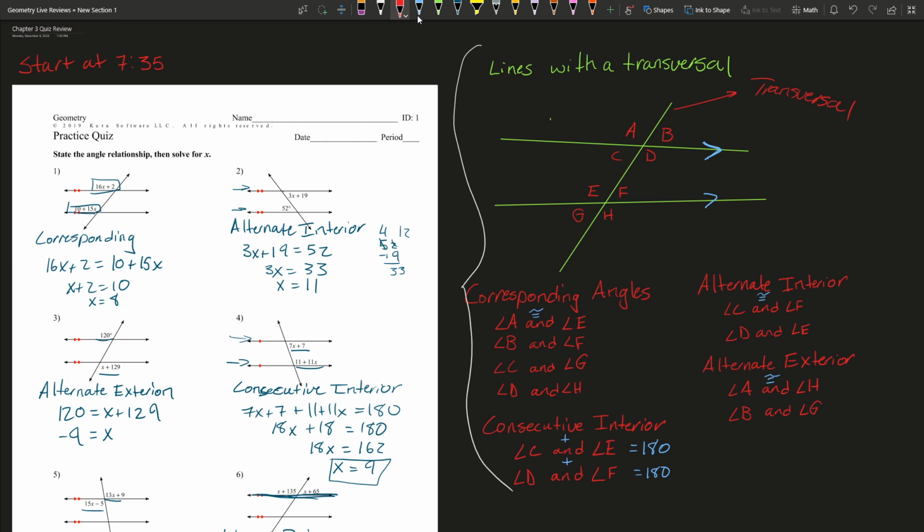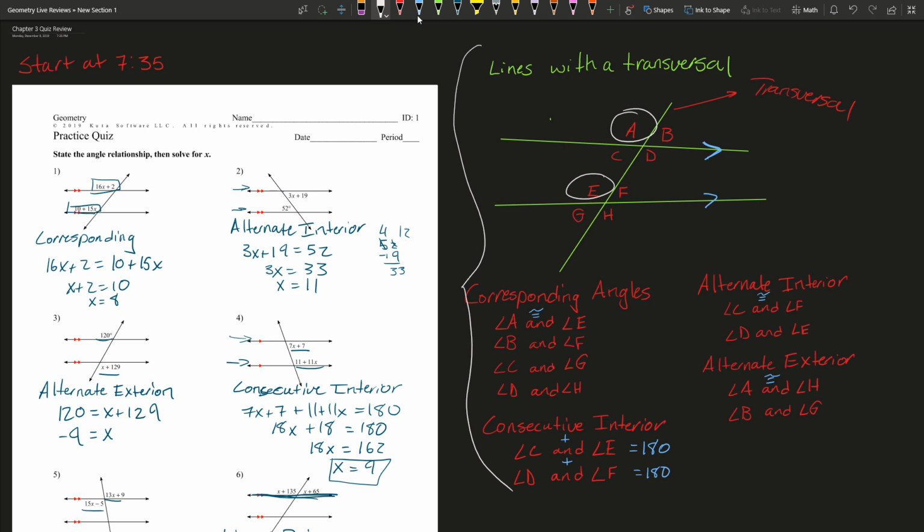So corresponding angles are angles with the same position in terms of quadrants as another. Okay. So angle A is in the same position that angle E is in. Angle B is in the same position that angle F is in. Angle C is in the same position as angle G. And angle D is in the same position as angle H. So all of those are corresponding pairs.